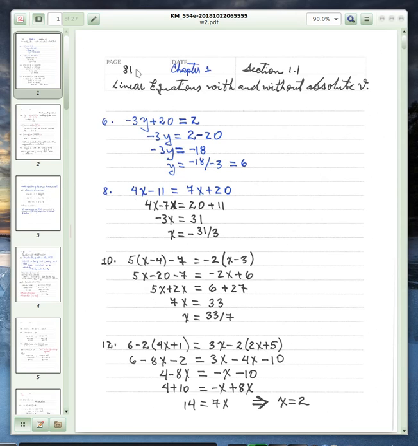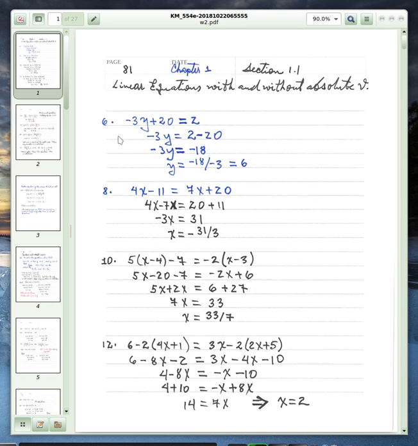Okay, so we're going to be looking at linear equations, first without absolute value, and then we will see how to solve them when they have absolute value. If we go to page 81 of the textbook and look at question 6, it is copied here as negative 3y plus 20 equals 2, and we have to solve this for y.